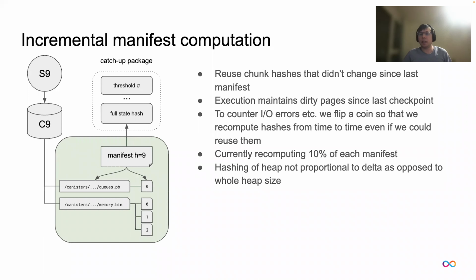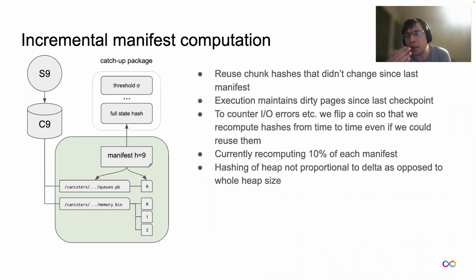We already keep, for other reasons, a list of chunks that changed since the last checkpoint, a data structure we call the dirty pages. Based on that, we know which chunks changed and which didn't. For those that didn't change, we can just take the hash out of the last manifest and reuse it. Of course, for those chunks that did change, we do have to recompute the hash.